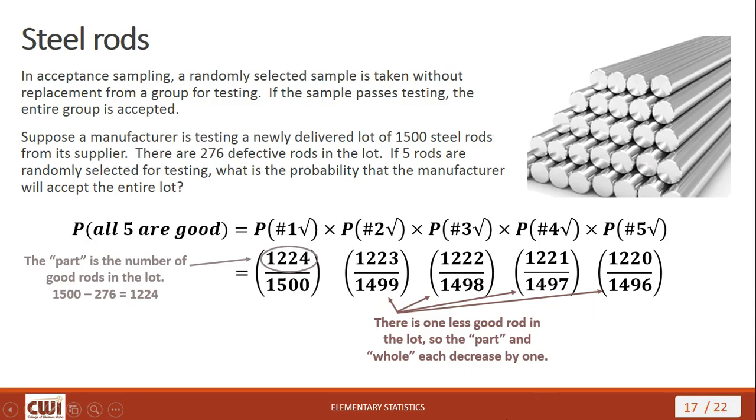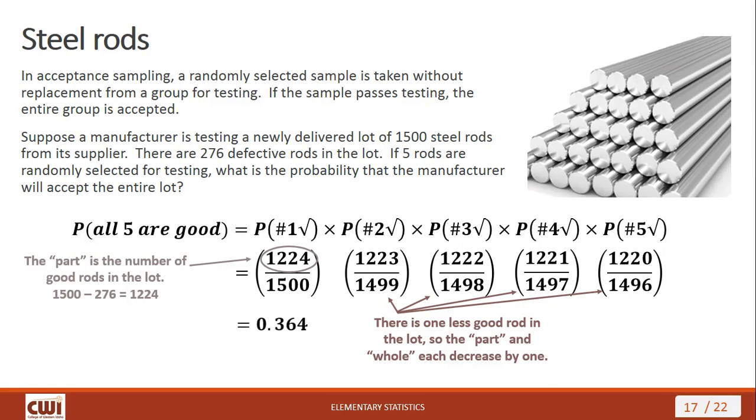For each rod that we test, and each of those rods passes our standards, because all 5 we want to be good, we're going to subtract 1 from the part and the whole for each one of these calculations going forward. Once we have each of these probabilities set up, all we have to do is multiply everything out. And thank goodness we live in the age of the calculator and the personal computer, because that makes calculations like this very, very easy.